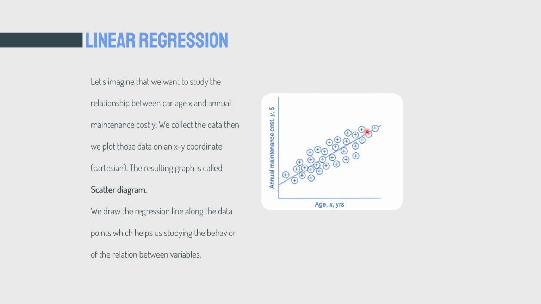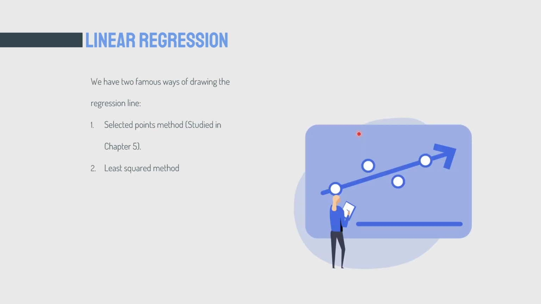After you do that, you can study the behavior and the relation between these two variables. In this case, it's obvious that as the car is aging, the annual maintenance cost for that car is increasing. That's the conclusion you can draw, which makes sense, and you experience it in your real-life experience.